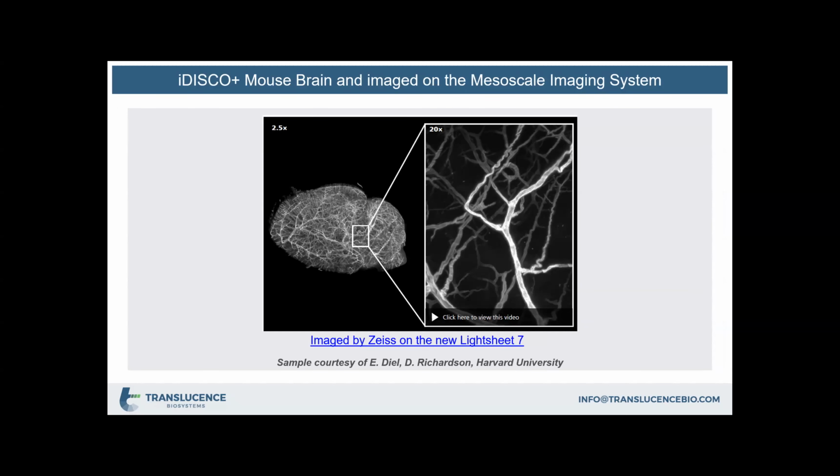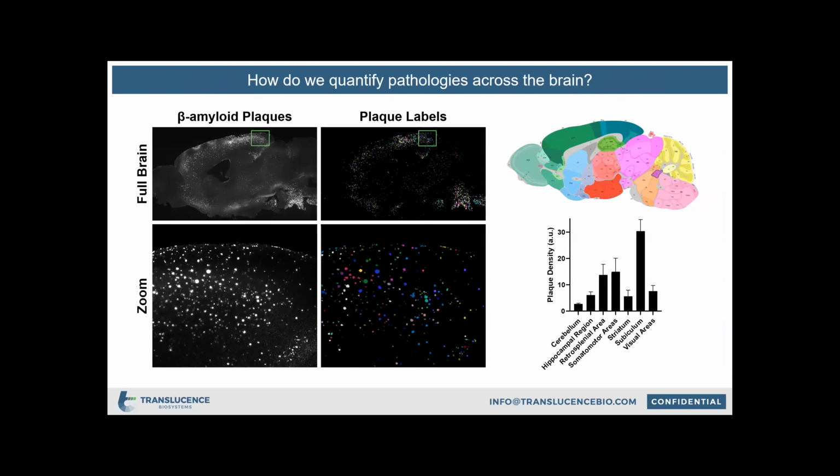So this is a brain. This may be even the same brain that was on Oliver's opening slide. This was imaged on the LightSheet 7 at a workshop at Harvard just before the pandemic started, using the mesoscale imaging system for the 2.5x image there. This is work from our group at Translucence, where we're looking at amyloid plaques, and our machine learning enabled software can go through the whole brain. This is an optical slice, but of course this is a whole brain image, and in 3D do analysis to identify individual plaques and map them onto the reference brain and provide you quantitative data.